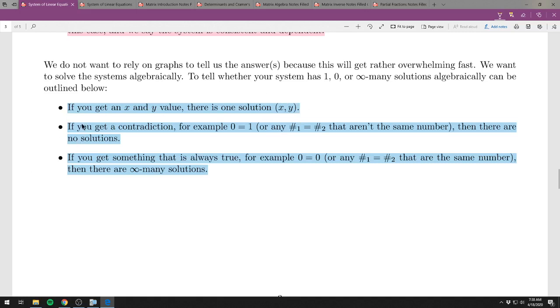The second point, if you get a contradiction, which means you get two numbers that don't equal each other, like 0 equals 1, 4 equals 12, -7 equals pi, just any two numbers that don't actually equal each other, then there are no solutions. And then the third example, when you get infinitely many solutions, it happens when something is always true. For example, if you get 0 equals 0, that's always true. It could be 1 equals 1, pi equals pi, 4 equals 4. As long as we get the same number, there are infinitely many solutions.